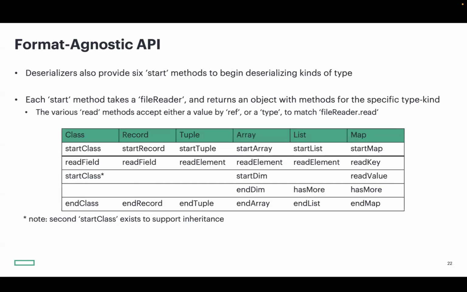So deserializers also provide the same group of methods for the same type kinds, except now we're reading instead of writing. Just like the serializer case, each start method will take a file reader and return an object with methods that support reading that particular kind of type. I should note here that each of the read methods accepts either a value by ref or by type, and that matches the behavior of the top level fileReader.read method. So that exists to support either reading a value in place by passing by ref, or by creating a new value by passing by type.